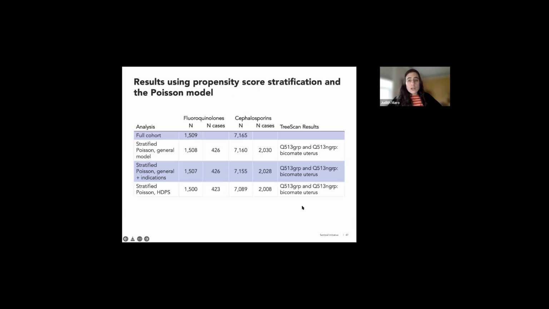And so here in the propensity score stratification, we had, as I said, smaller sample sizes, but because of the stratification approach, we're able to keep all of our cephalosporin population. And we saw one alert here, and we saw the same alert.